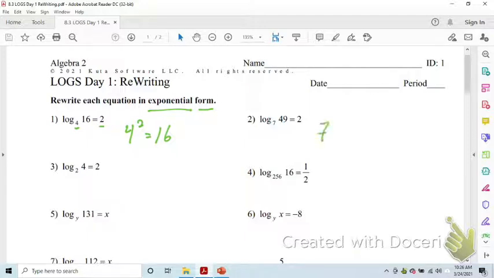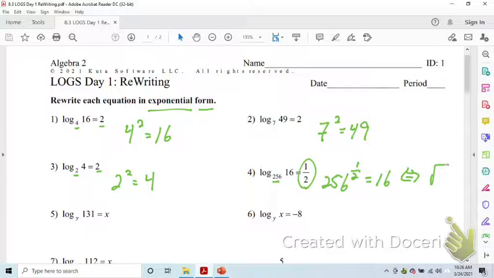Number 2, 7 to the second power is equal to 49. I agree with that one. 2 to the second is equal to 4. And then 256, that's the base, that's the exponent, to the 1/2 power is equal to 16, which is the same thing as writing the square root of 256 is equal to 16, which I agree with as well. Now, real quick example down here with variables.